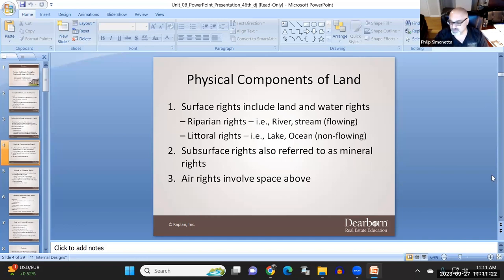Then you have subsurface rights. That's called mineral rights. That's like oil, gold, anything that's under the ground. That would be mineral rights. And then you have air rights. That involves the space above the property. So surface, subsurface, and air rights.